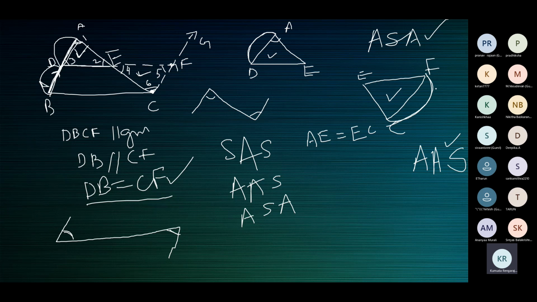So that means it cannot be SAS also, because we have only one pair of equal sides. Because we only know AE is equal to EC, SSS is not possible, and SAS is also not possible because we need two pairs of equal sides and the included angle. So that means you can use only AAS or ASA. And if you can use both, prefer ASA. ASA dominates AAS. The reason is AAS happens from ASA.